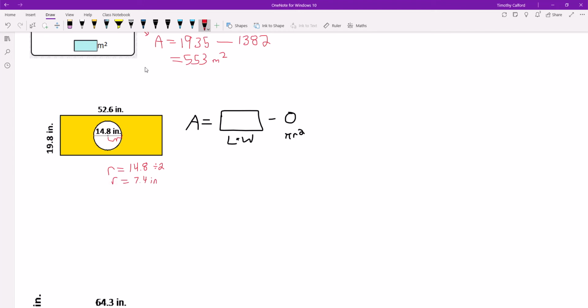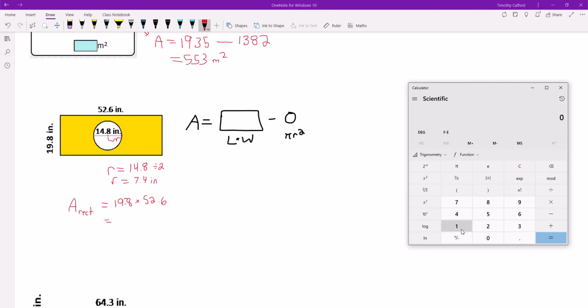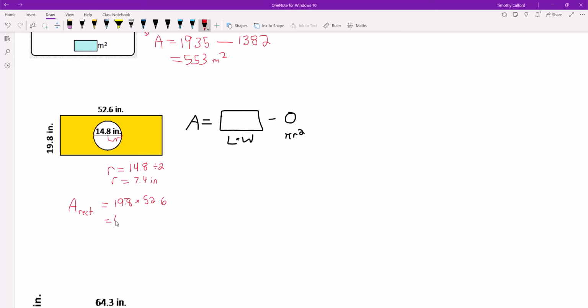So you could do these in two separate stages. You could do kind of area of the rectangle, say area of the rect for short, and we could say that would be 19.8 times 52.6. So 19.8 times 52.6, I get 1041.48. This would be square inches in this case.